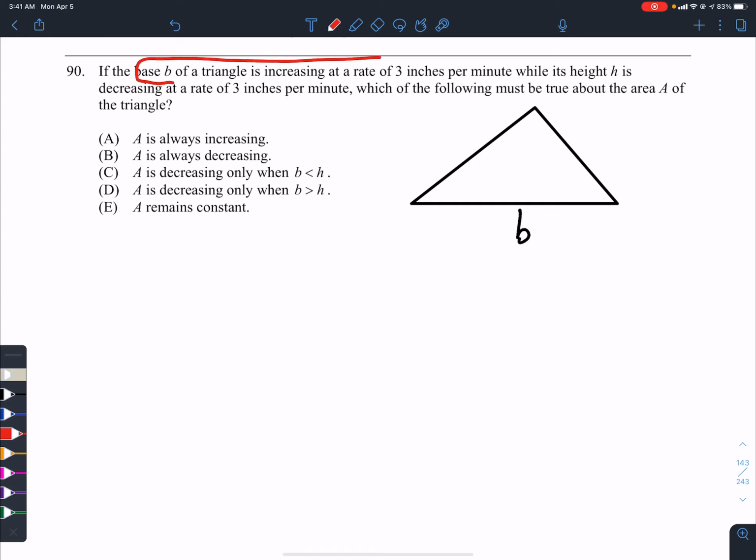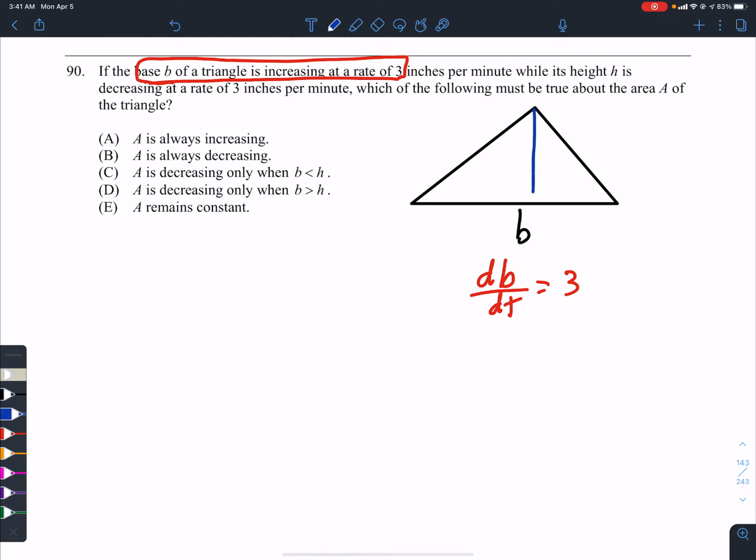B is increasing at the rate of 3. So B is changing. So the change in B as time changes is 3. And since it's increasing, it's going to be positive 3. Well, the height. Okay, so the height is going to be here.